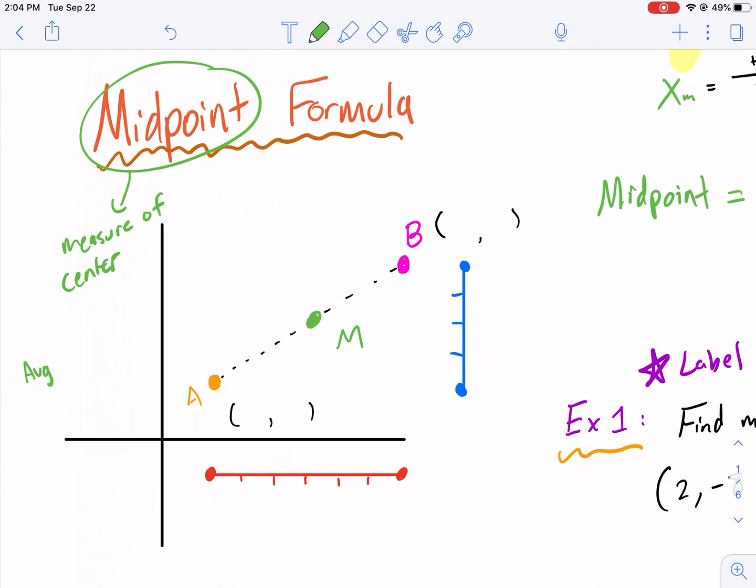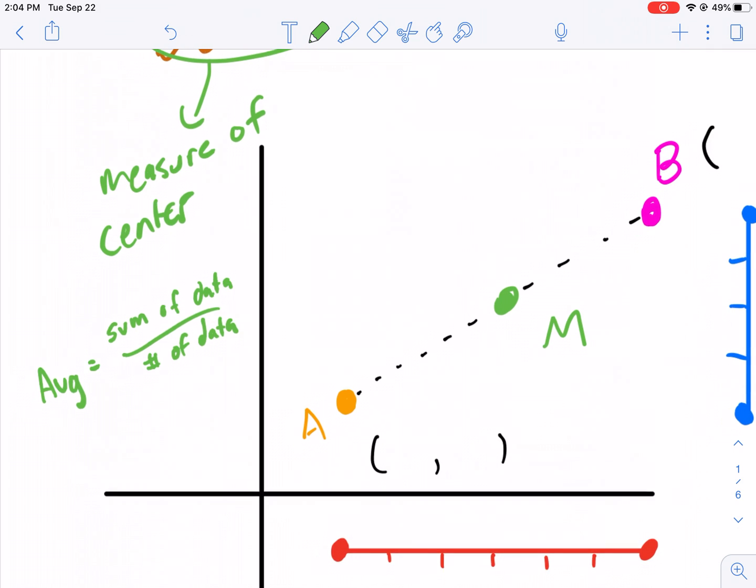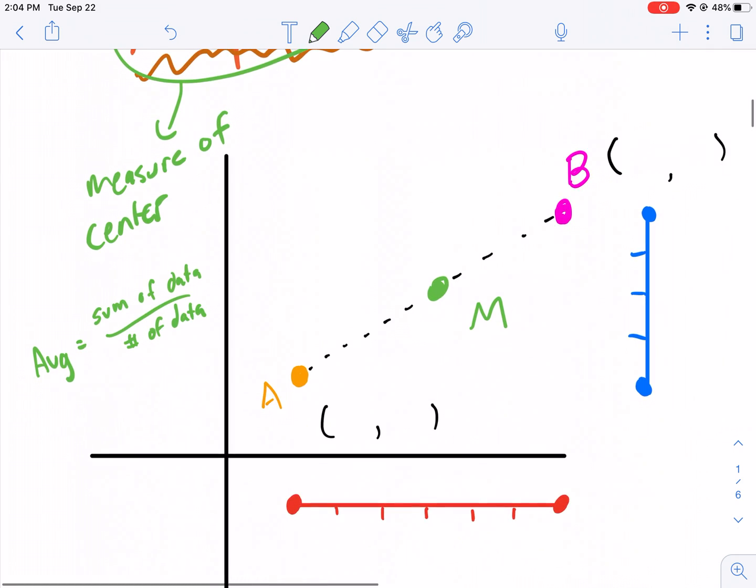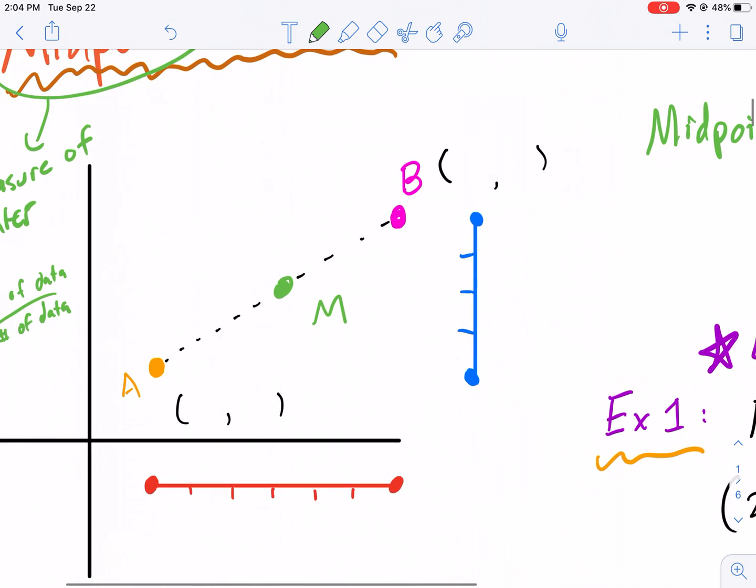The average is equal to the sum of the data points, so sum of data, divided by the number of data. Okay, so the sum of data divided by the number of data. We're going to be referring to this. I know you're thinking, what the heck, we're not doing stats? We're doing midpoint. So where's the midpoint? Allow me to get into that now.